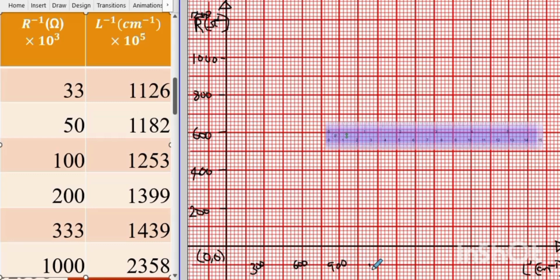I think this should be 1200. This should be 1500, and this should be 1800. This should be 2100, if I'm not mistaken, and this will be 2400, because the interval between them will have to be balanced. They have to be equal. So this is 2000. Is this 2000? Okay, this is 2400.